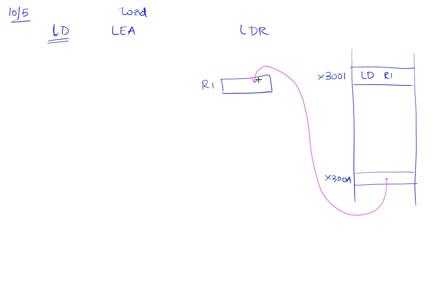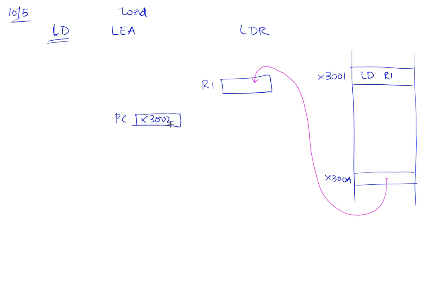But in order to get it, I have to pass it the right information. So the format of LD is, it takes where you want to put it and where it is relative to where I am. So I'm here, which means the PC. When I'm executing this instruction, the PC has a value of x3002, right? Because remember, it points to the next one.